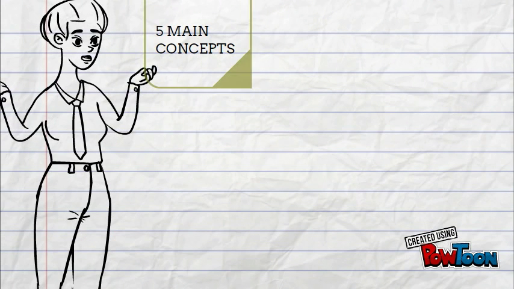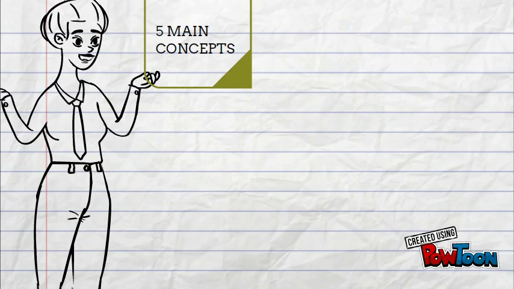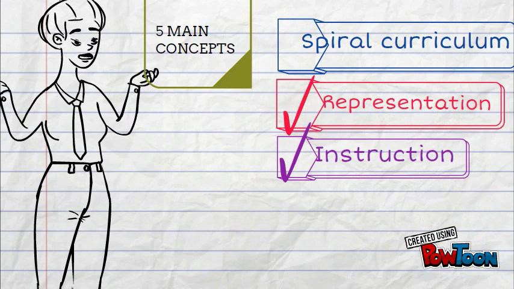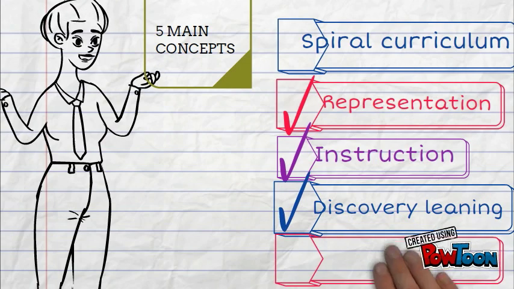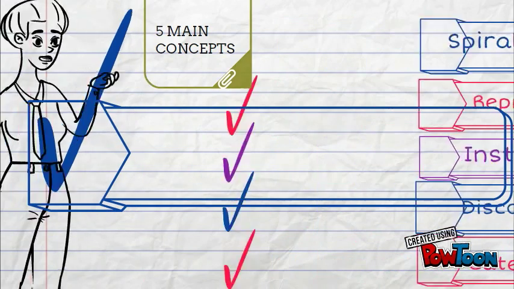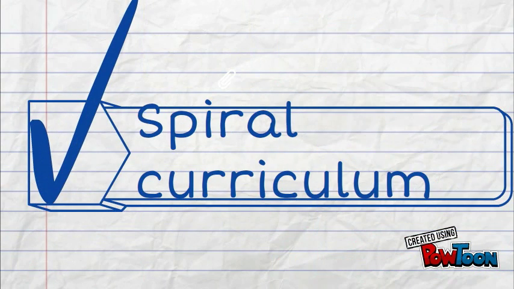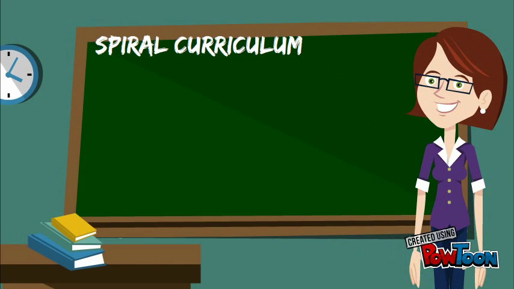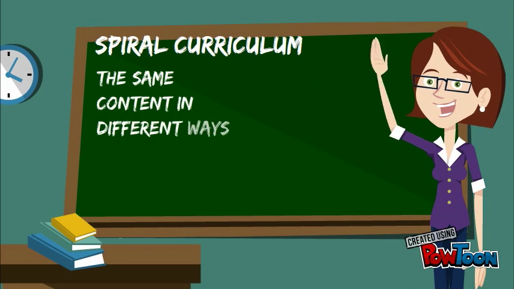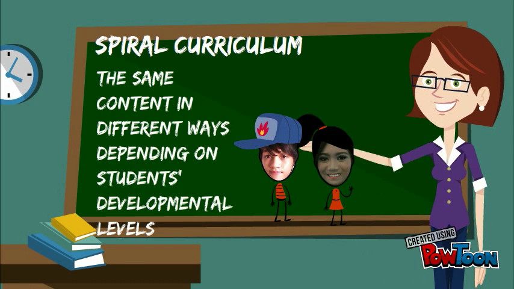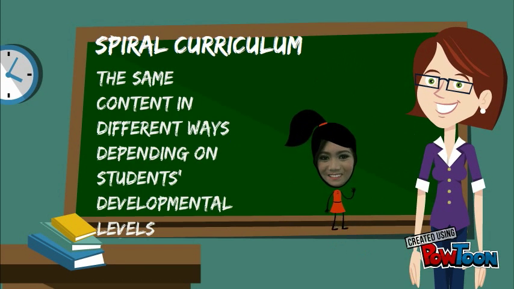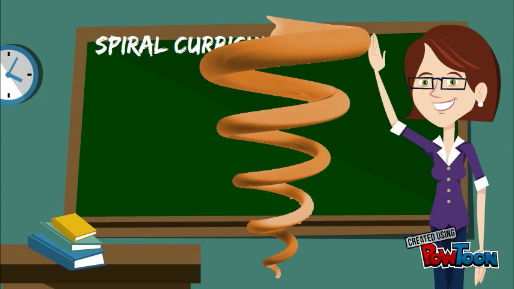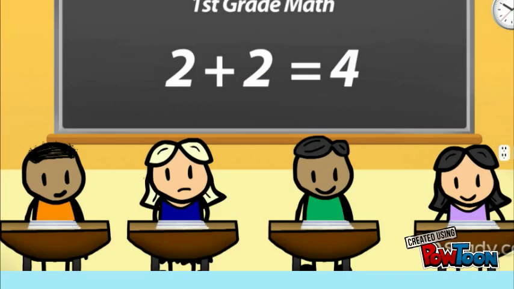There are 5 main concepts of Bruner's constructivism theory, namely spiral curriculum, representation of knowledge, theory of instruction, discovery learning, and categorization. Let's talk about spiral curriculum first. In a spiral curriculum, teachers must revisit the curriculum by teaching the same content in different ways depending on students' developmental levels. Curriculum should be organized in a spiral manner so that the students continually build upon what they have already learned.